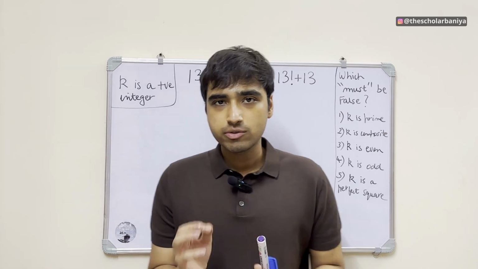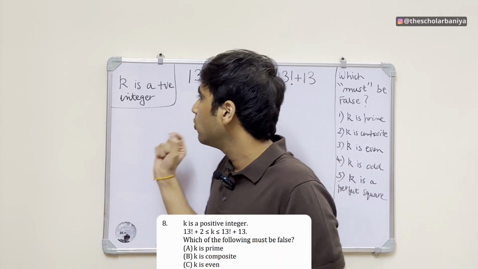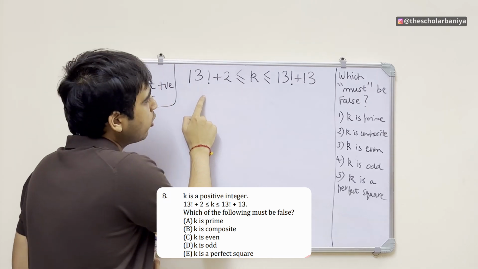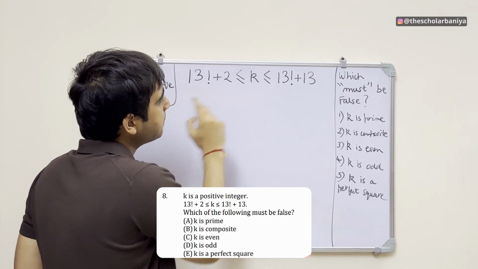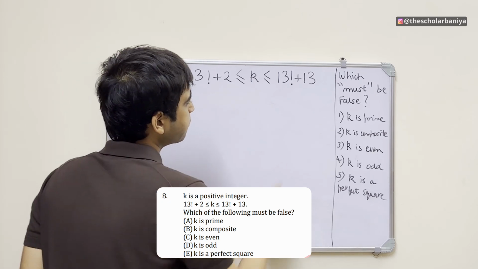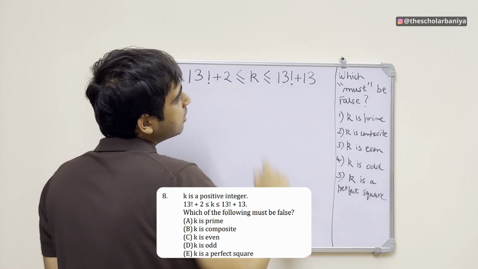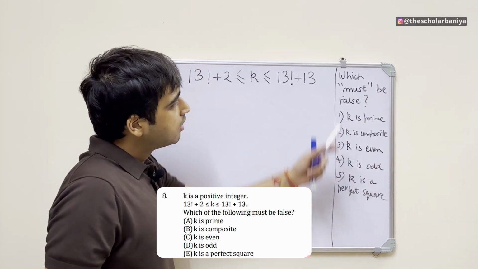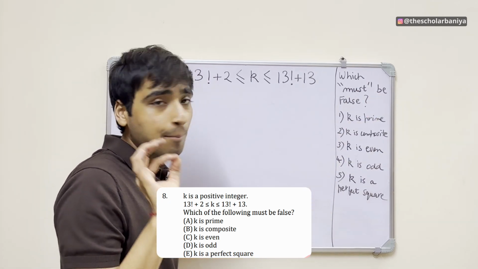So let's move on to the next question, guys. In this question, we know that k is a positive integer, right? And we also know that the value of k is greater than or equal to 13 factorial plus 2 and less than or equal to 13 factorial plus 13. And we have to tell which of the following options must be false.